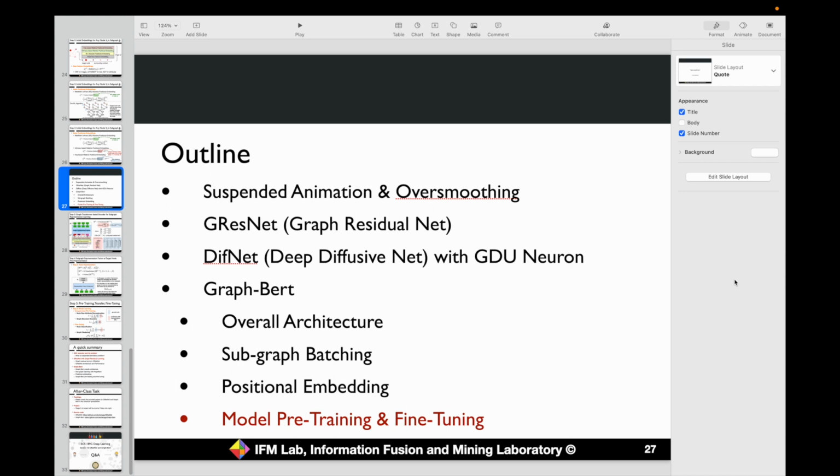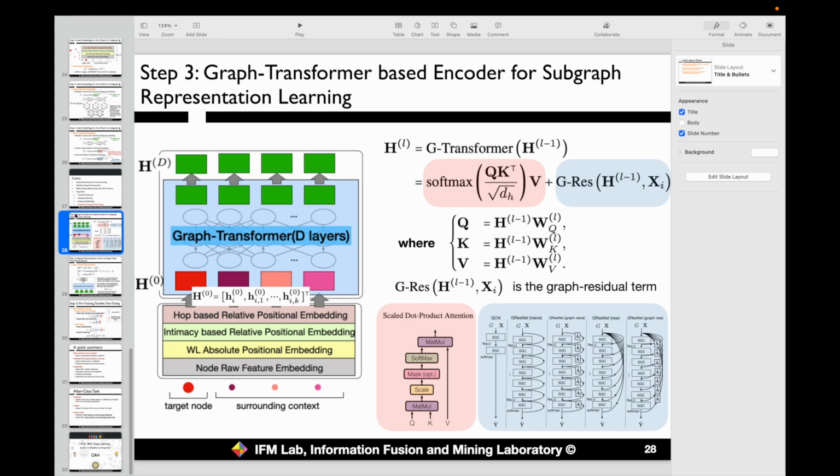Alright, so let's talk about how we can do the representation learning of the nodes in the graph with this encoder based on transformers, and how we can do the further pre-training and fine-tuning of Graph-Bert with some task. Before, we mentioned that given the input graph, we can sample some subgraphs for each target node, and we can also define their initial embedding vectors with both the raw features as well as the position information. So formally, we can define the initial embeddings of all the nodes in the input subgraph as H0, which we define here.